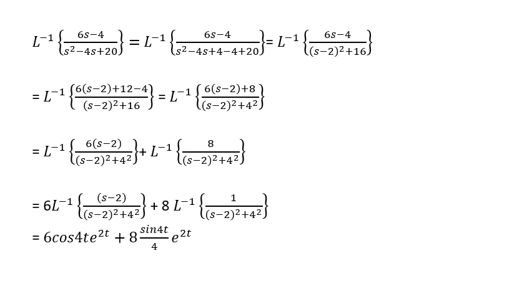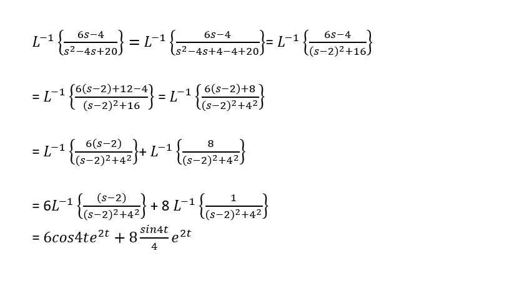So the denominator becomes s square minus 4s plus 4 minus 4 plus 20. Now the first three terms is (s minus 2) the whole square. Minus 4 plus 20 becomes 16. So you will get (6s minus 4) by (s minus 2) the whole square plus 16. Now once the denominator is made in the standard form, we have s minus 2 in the denominator.